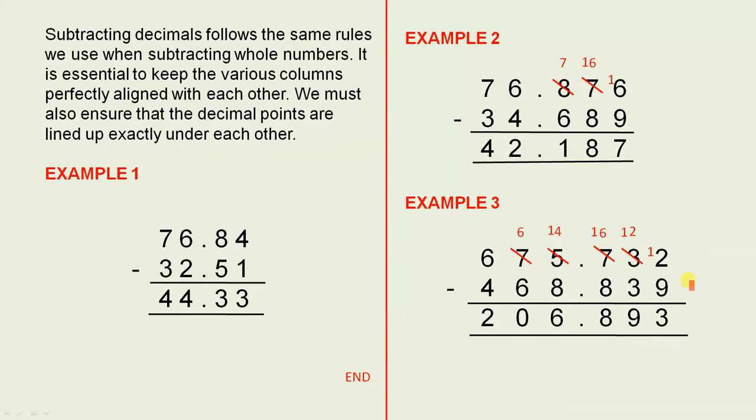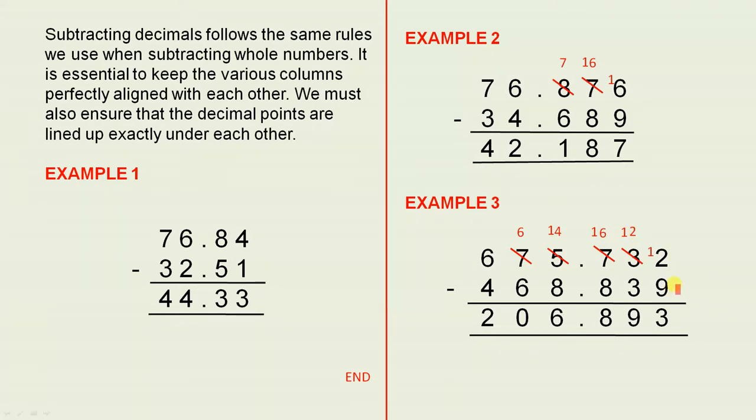Now here's quite an involved little subtraction here. 675.732 minus 468.839. So I'm going to ask you to pause this video at your leisure and spend a little bit of time checking that this is correct. Now there's a lot of trading going on here. If you take your time, don't rush it, you will see that it is correct.